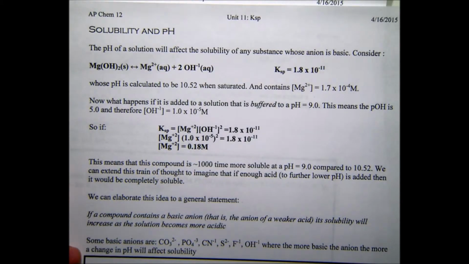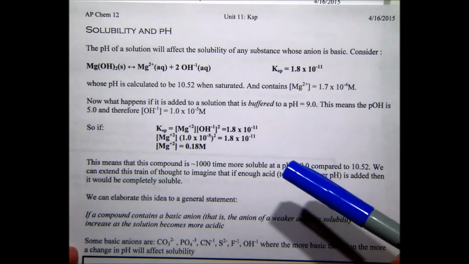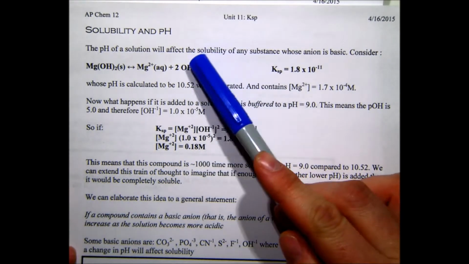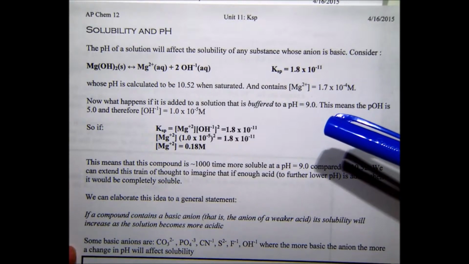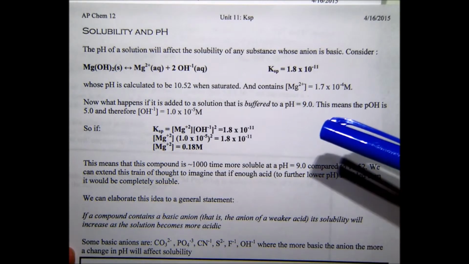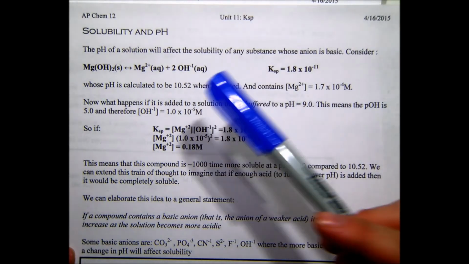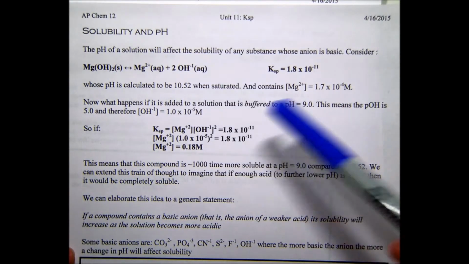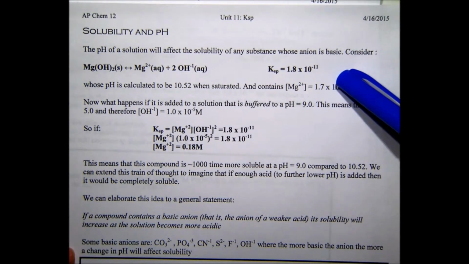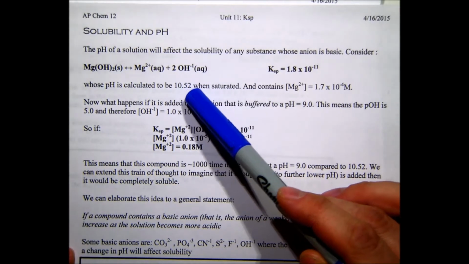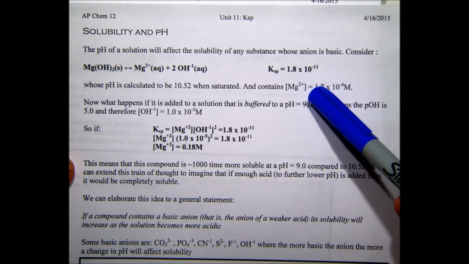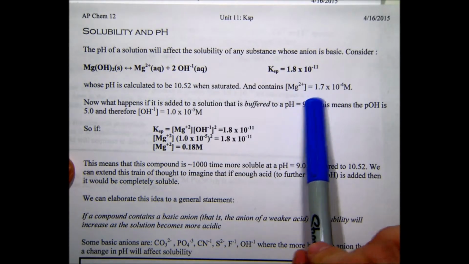So now we have the issue of solubility and pH. What we're saying here is that the solubility of a compound that produces a basic anion, for example hydroxide, will become more soluble as the pH is lowered. The example we're giving here is magnesium hydroxide. It will produce 1 mole of magnesium and 2 moles of the hydroxide ion with a KSP of 1.8 times 10 to the negative 11. So if we calculate the pH of that as we've done in chapter 16, we find the pH to be 10.52 with a magnesium concentration of 1.7 times 10 to the negative 4.